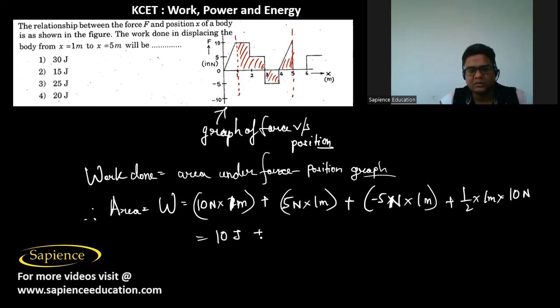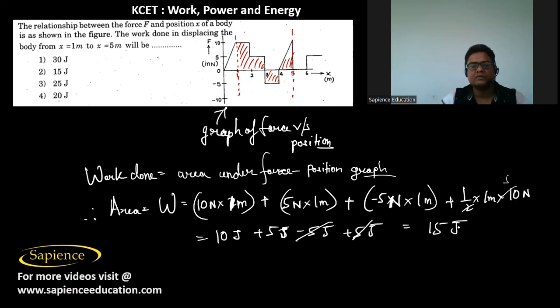So 10 joule plus 5 joule, then minus 5 joule, then 2 5 are 10, then it is plus 5 joule. So 5 joule and 5 joule will cancel. So 10 plus 5, that is 15 joule. So 15 joule is the required work done. So option 2 is the correct answer.